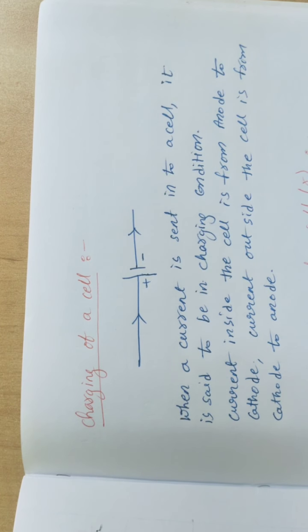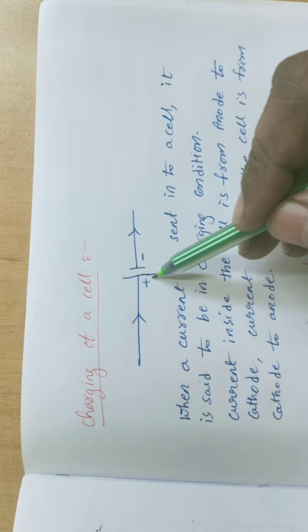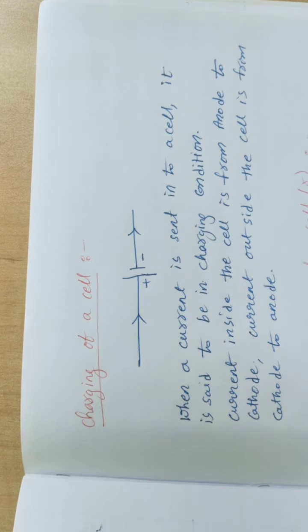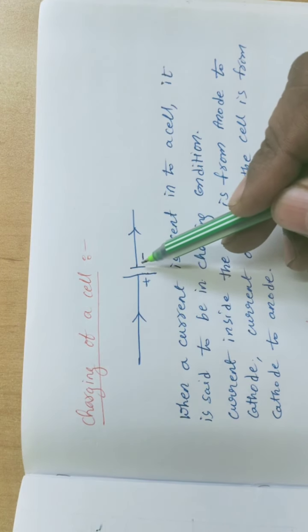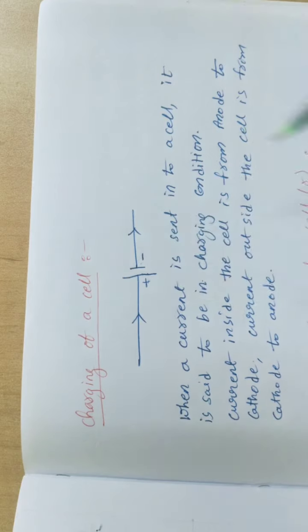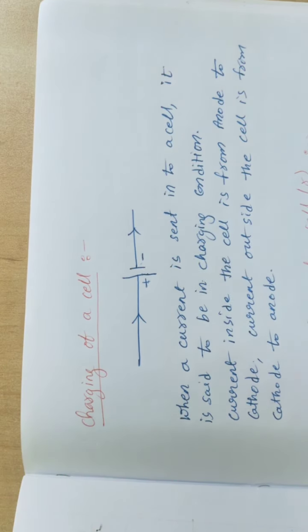Okay students, now we are discussing charging of a cell. In charging of a cell also, observe this cell representation. Here this is the positive terminal and this is the negative terminal. So we take this as anode and this as cathode. When current is sent into a cell, that is what we call charging a cell.